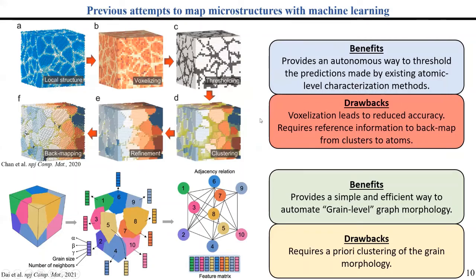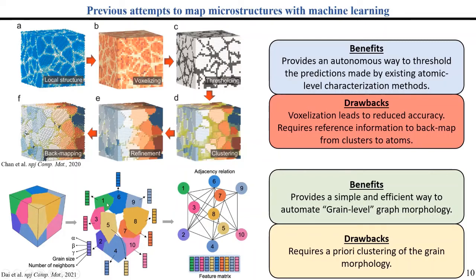And while this is certainly impressive, it does suffer some drawbacks, right? Anytime you voxelize something, you're reducing the accuracy. And in order to get the accuracy that you really want, you need infinite voxelization, which is just the original 3D structure. The problem is that this requires a lot of reference information to go from the threshold to the cluster, and then from the cluster back to the atomistic view. And what happens when you're presented with a microstructure that is very different than the one you've already seen?